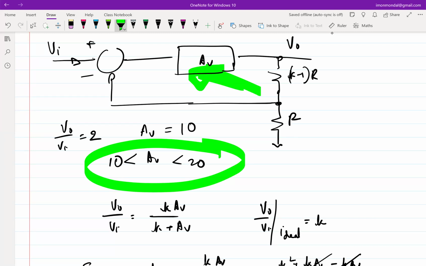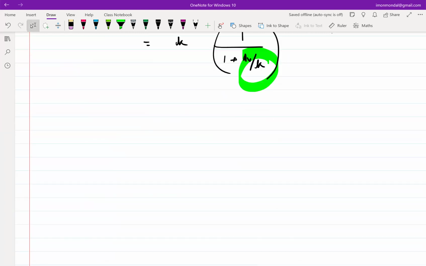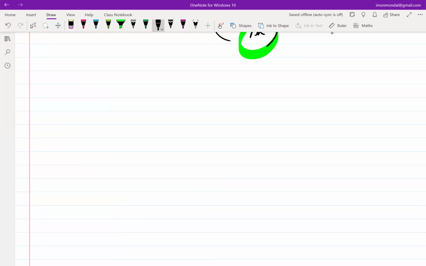Okay with that? Okay. So if that is true, then let's proceed with making this loop with a common source amplifier.